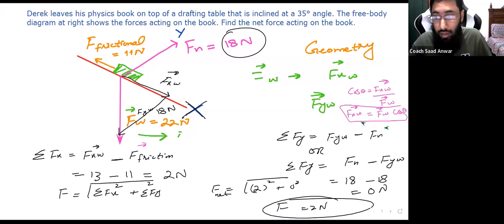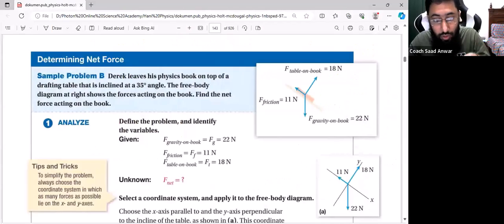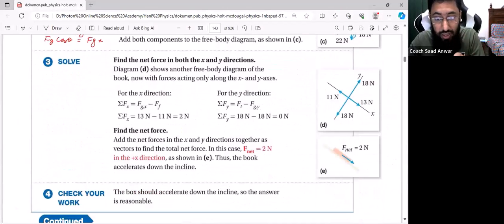I have chosen this question from this physics book. Let me show you the book again. You guys can see this book. So I have tried to make this question easy. So the net force is 2 Newton.